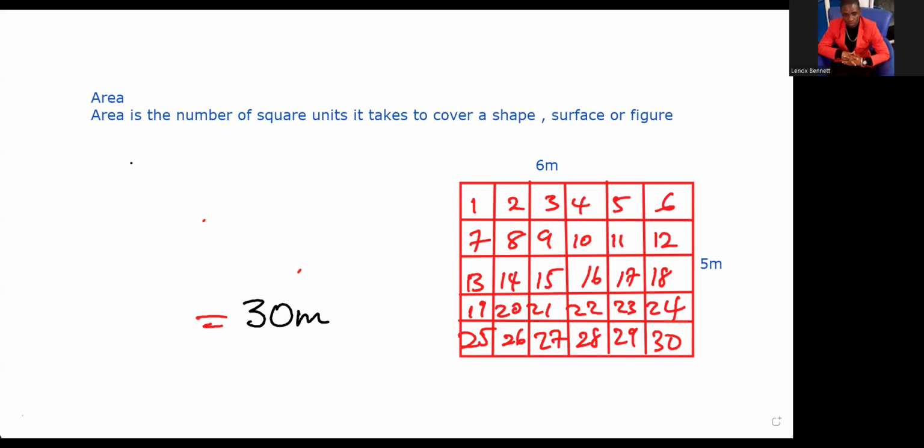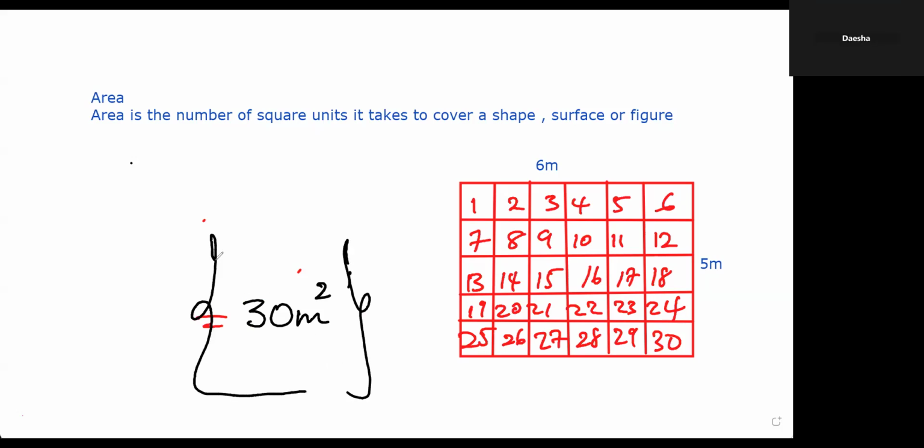Everyone agree? Do we agree with Zanaya? No, sir, she did not put the square. That's like you're finding the perimeter. You have to put the square because it's literally 30 squares.